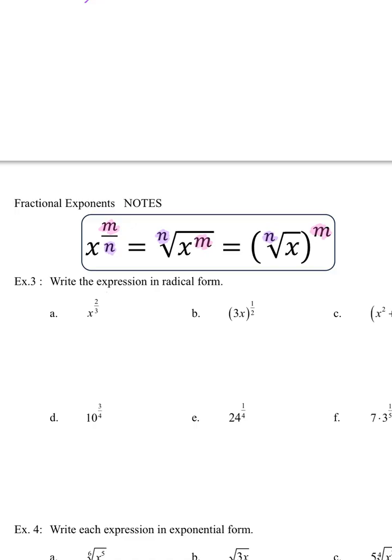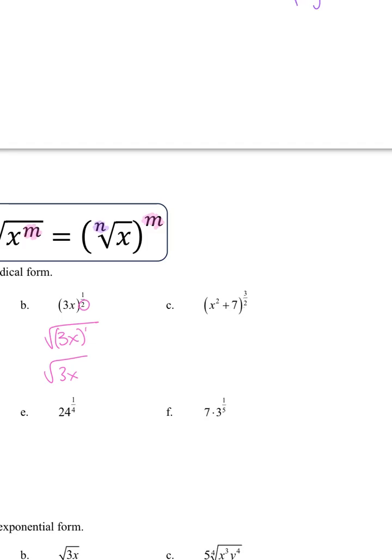All right, so the top number is the power, bottom number is the root. So this ends up being the cube root of x squared. Okay, here again, the bottom number is the root. So this is going to be a square root. And the top number ends up being the power. So you could write it like this. You could completely eliminate that exponent because raising something to the first doesn't change it. Okay, so here, bottom number is the root.